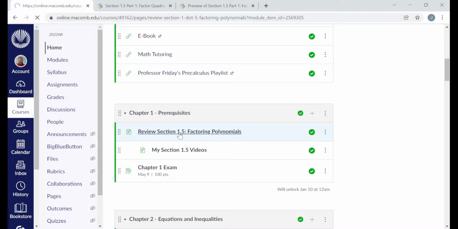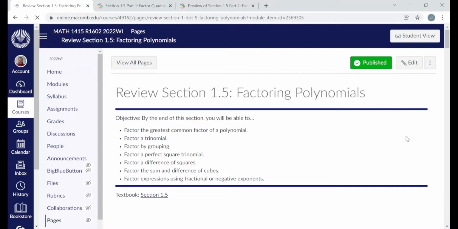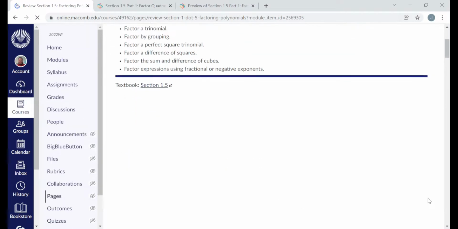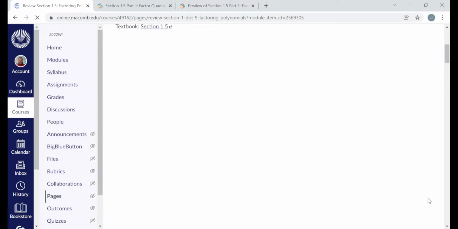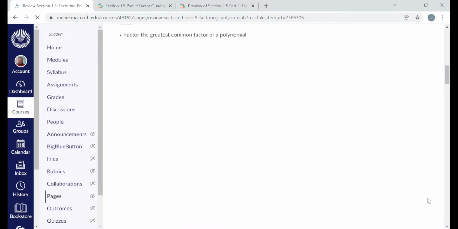So I go to the review section 1.5, and again you've got the title, the objectives, a link to the textbook, or you can read through the textbook here once it actually loads. And then there should be some videos on certain objectives from section 1.5 of the openstax.org textbook. Again, they're not loading too quickly here. I apologize for that.